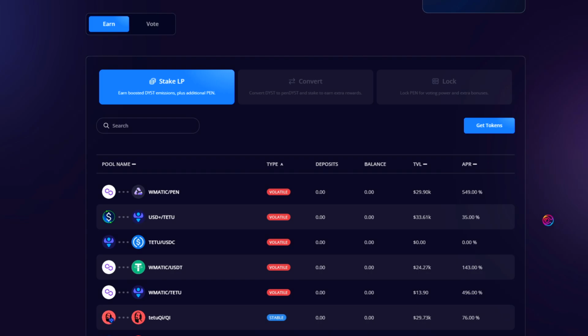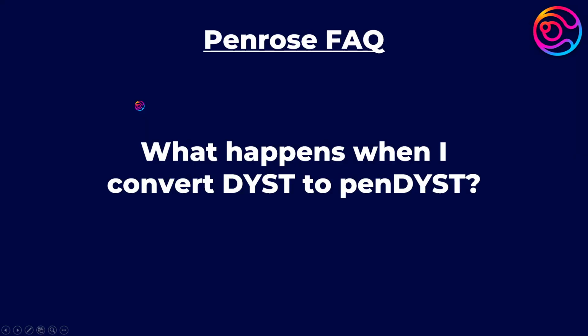When the price of DYST and PEN go up, you will receive fewer tokens per reward cycle. This is all to keep the listed APR proportional to your deposit. What happens when I convert DYST to penDYST?